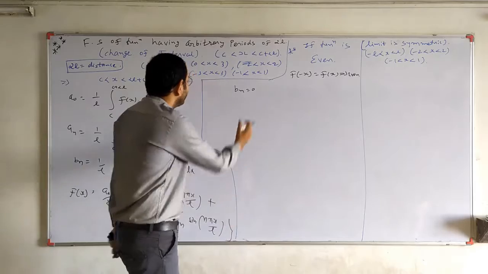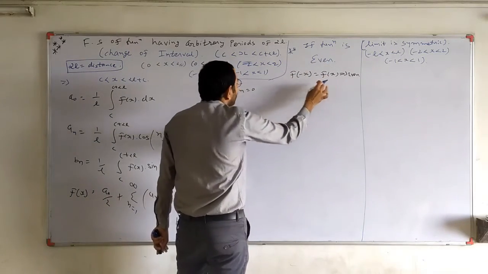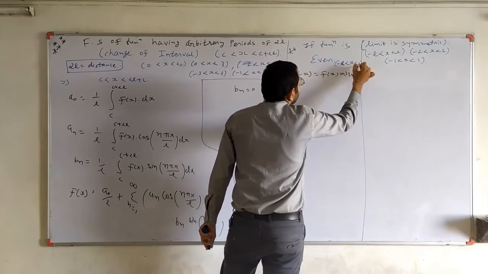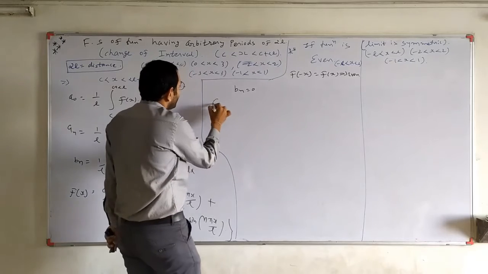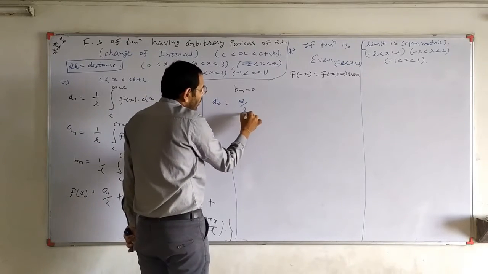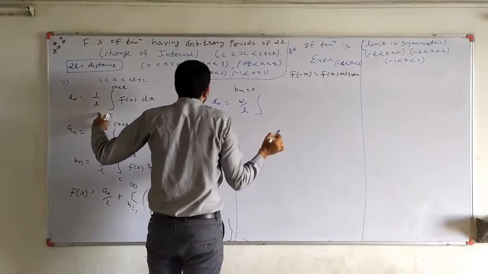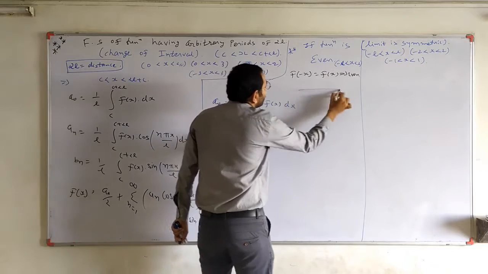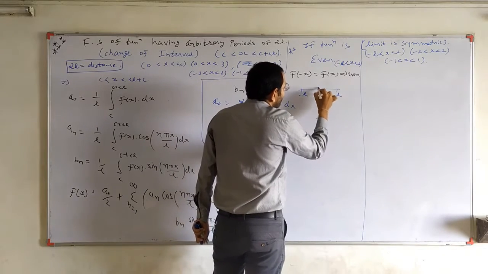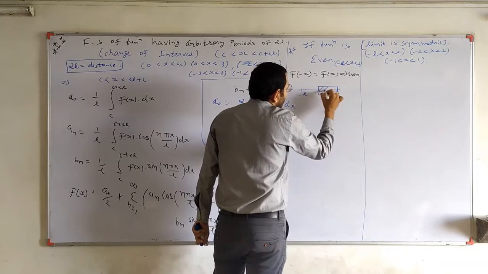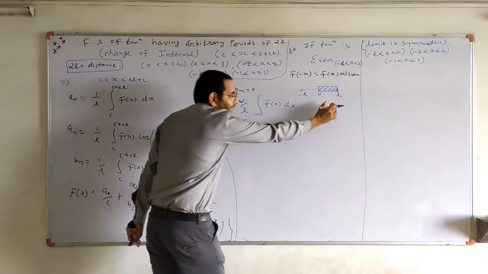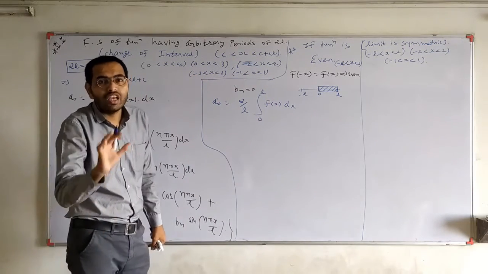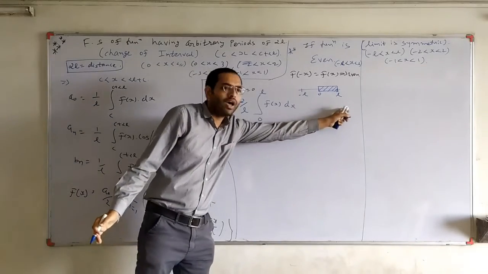If the function is even, then bn is 0. Here we discuss the interval minus l to l. Then a0 equal to 2 by l, multiplied by the integral of f of x dx, and we take only half of the interval, multiplying by 2. Then we find the values of a0, an and bn for even and odd functions over the interval 0 to l.